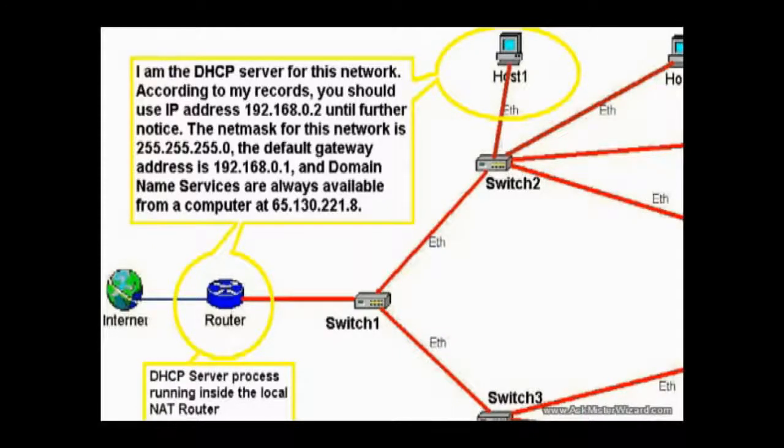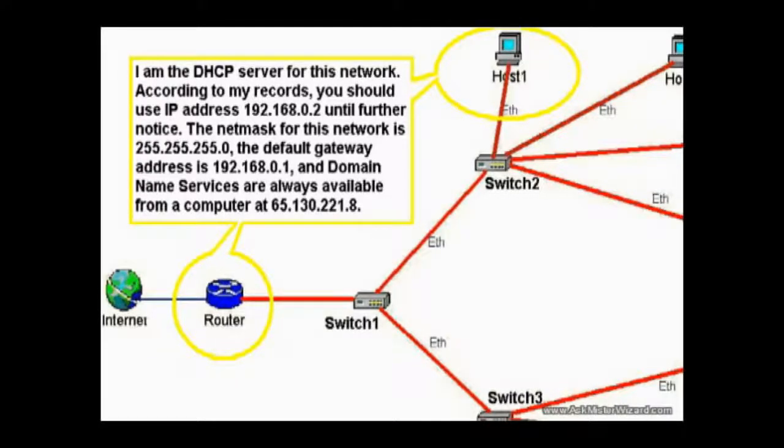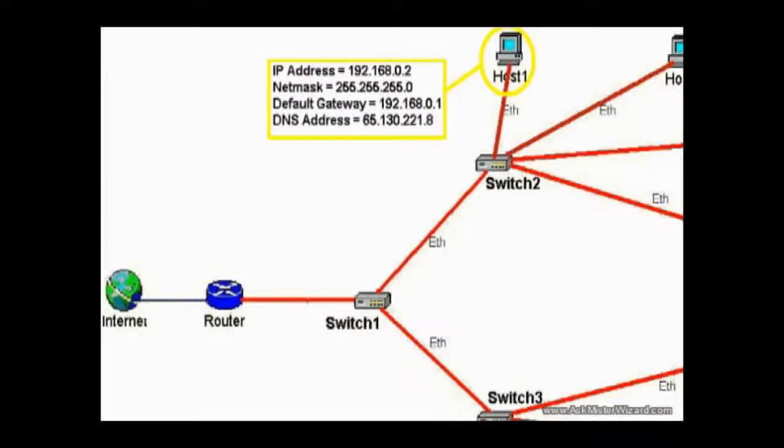According to my records, you should use IP address 192.168.0.2 until further notice. The netmask for this network is 255.255.255.0. The default gateway address is 192.168.0.1, and domain name services are always available from a computer at 65.130.221.8. This information will permit any Ethernet-equipped computer to configure itself for the Internet protocol and to communicate with all of the other computers on the Internet.